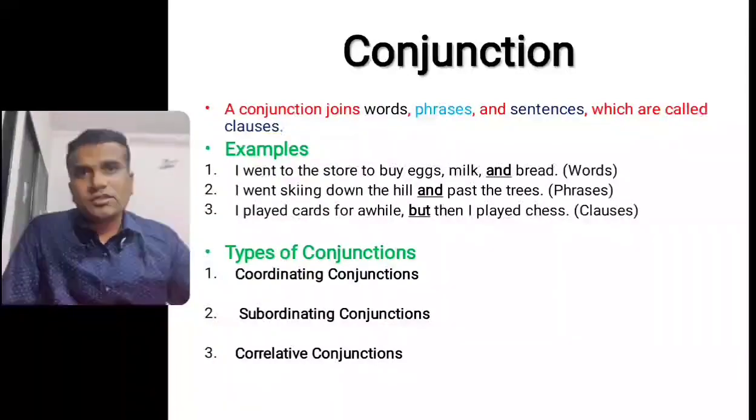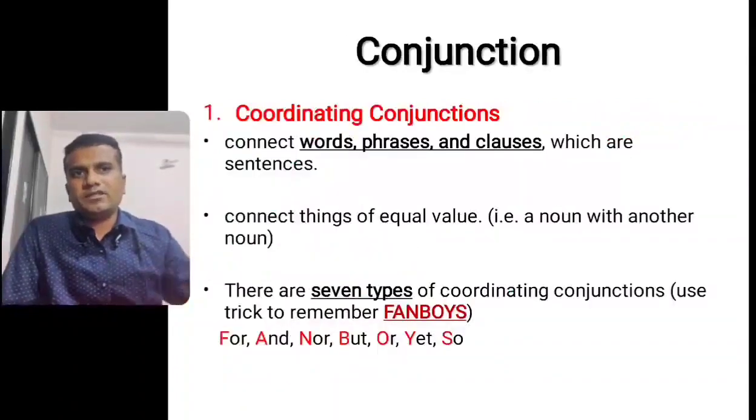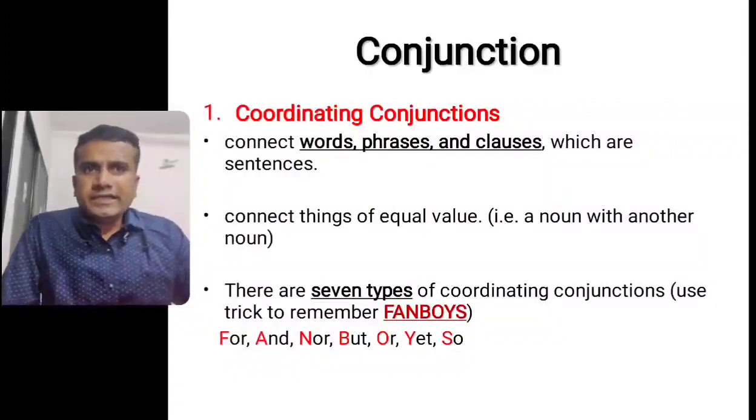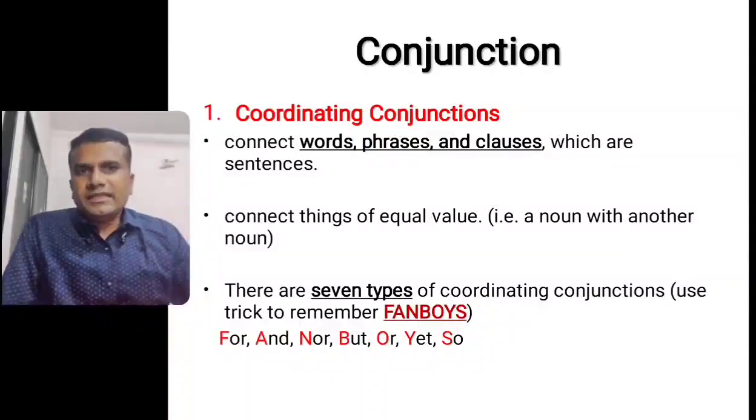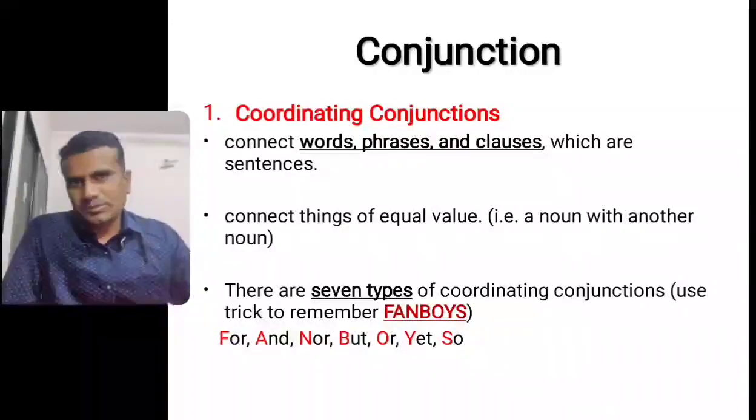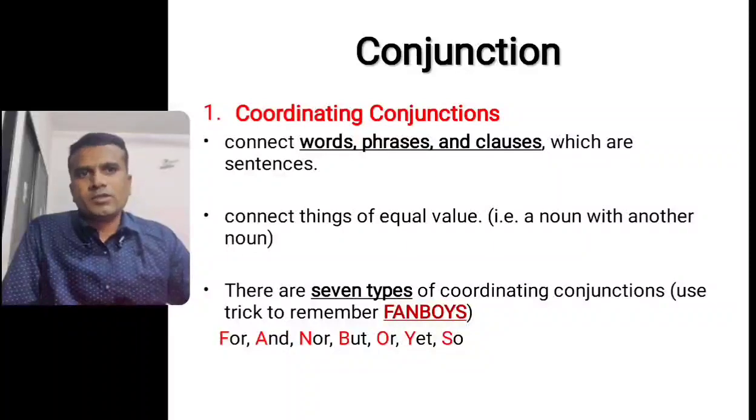Now we will talk about coordinating conjunctions. Coordinating conjunctions connect words, phrases and clauses. They connect things of equal value, for example, a noun with another noun. There are seven types of coordinating conjunctions. They are for, and, nor, but, or, yet and so.